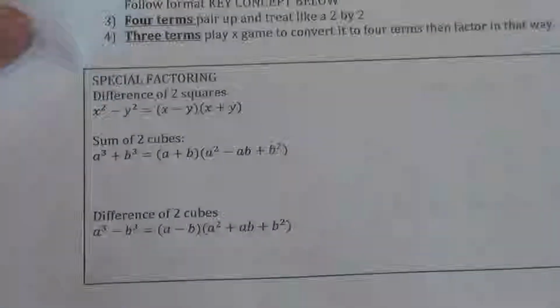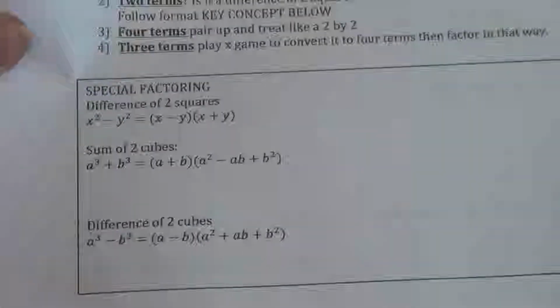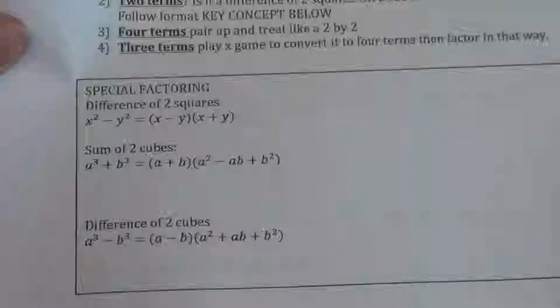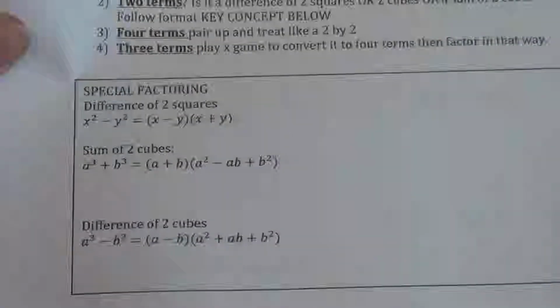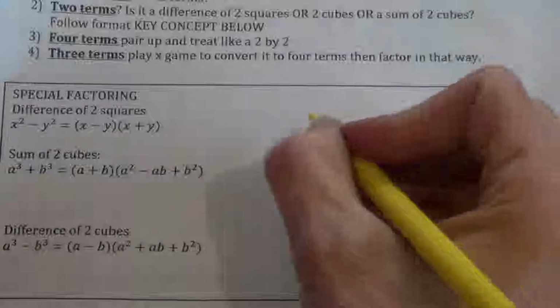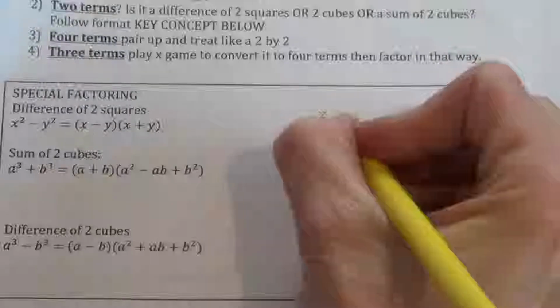First thing we're going to look at today is special factoring. We've been using these in class. I just wanted to give you examples of these. We have the difference of two squares. A good example would be x squared minus 1.